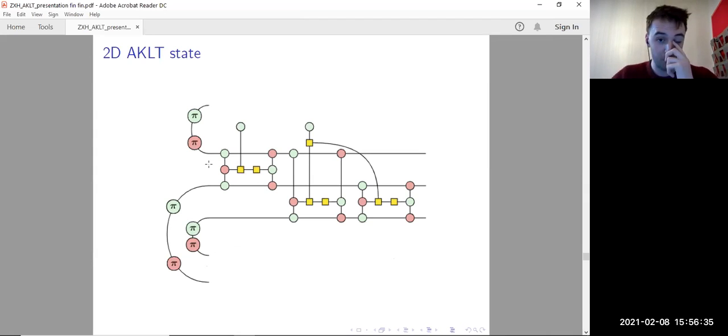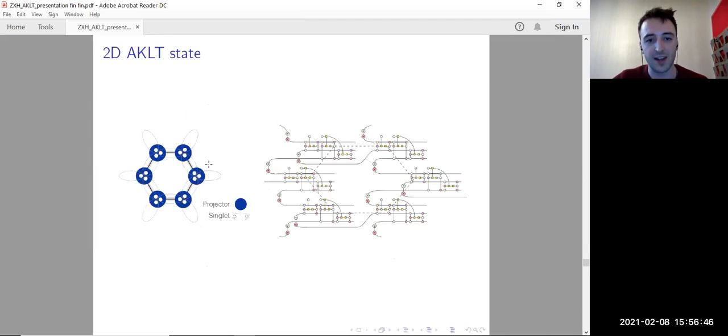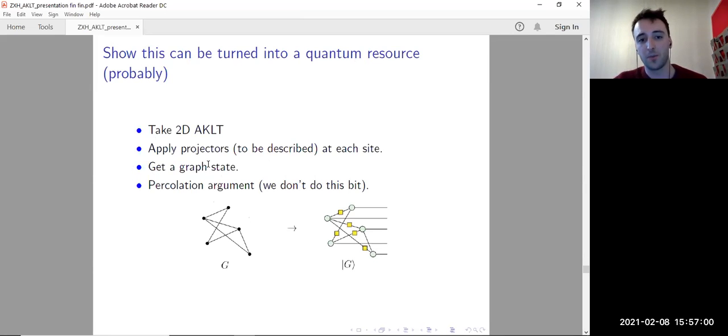Now, with 3 over 2 in particular, we can take a 2D AKLT state. It's the same game. We have some projector, this time on 3 spin halves, which emerge from 3 different singlet states. And they connect in a big lattice. The one we're interested in is hexagonal, where on the left you see the sort of image you might see in the literature of condensed matter physics. And we can show that this is equivalent to a quantum resource, specifically a cluster state.